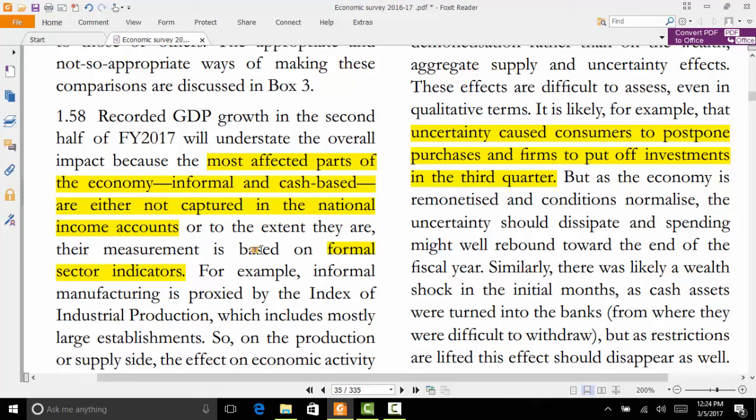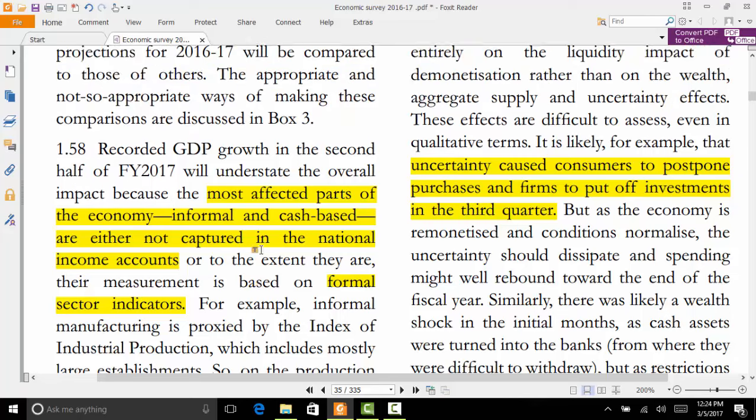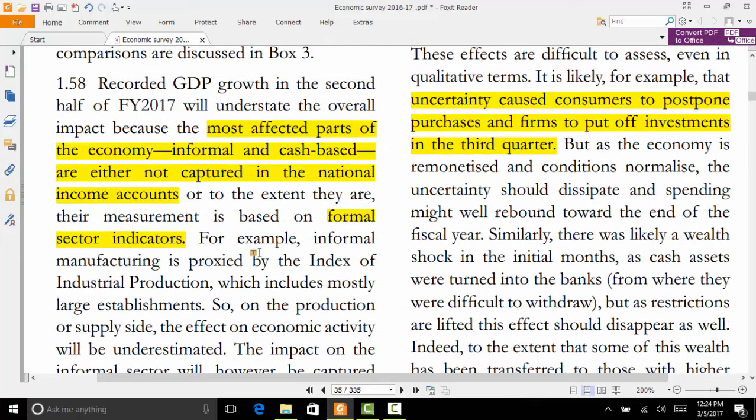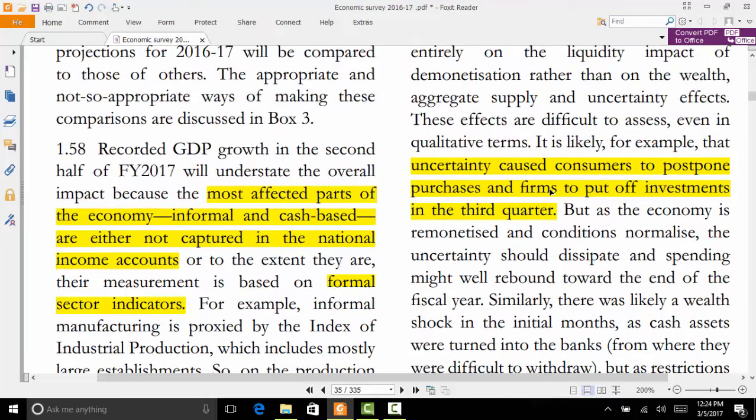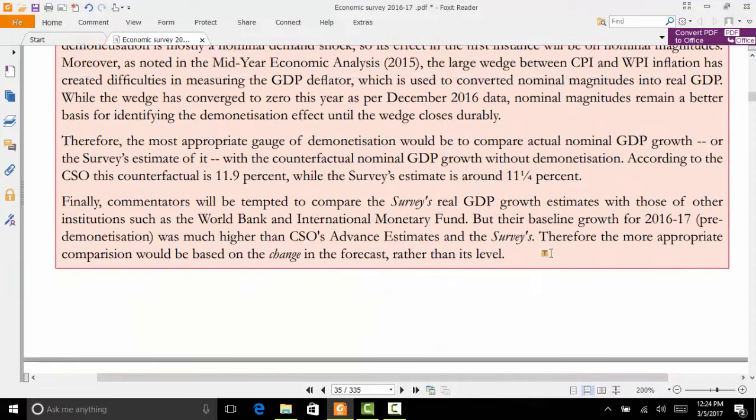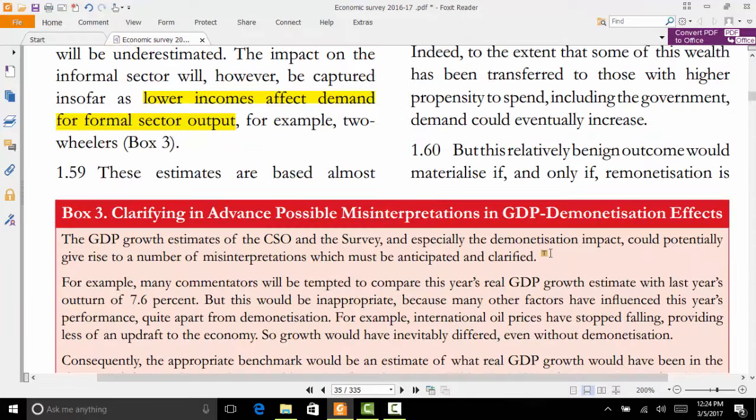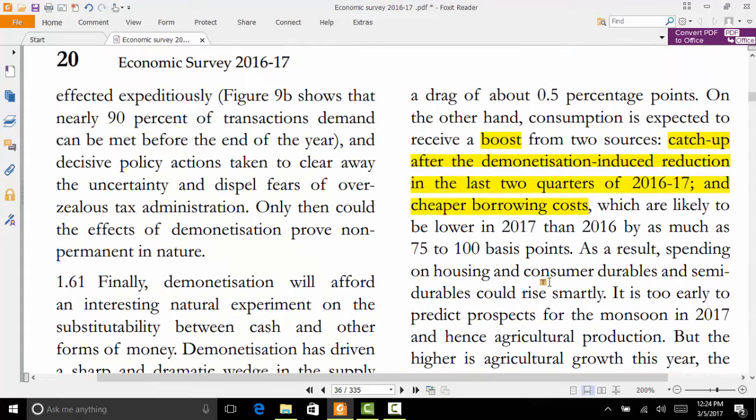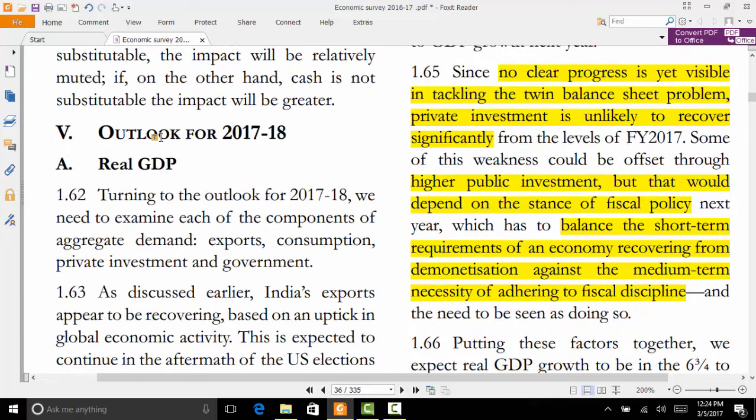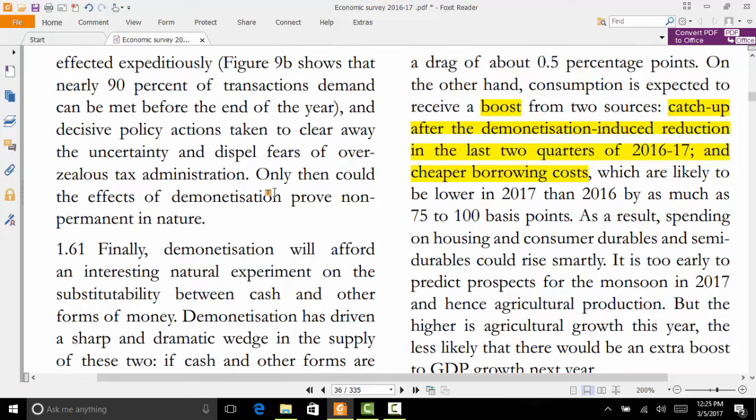Similarly, its impact is more on the informal economy. Why? The logic is given. It's more cash oriented. The same things are discussed again, that uncertainty, because people reduce consumption and firms put a hold on investment. Outlook for 17-18, they say it depends upon how fast our economy gets remonetized. Remonetized means how fast these 500, 2,000 notes come into circulation.